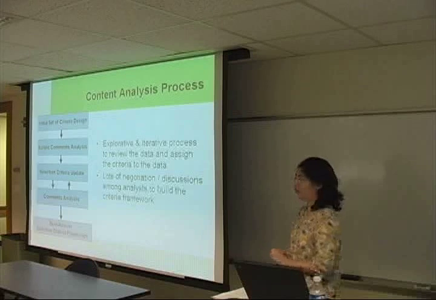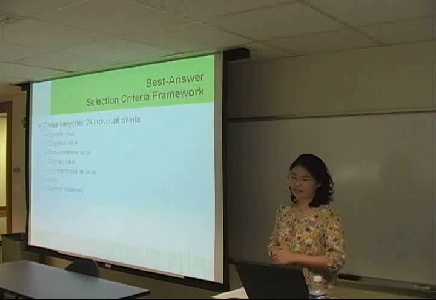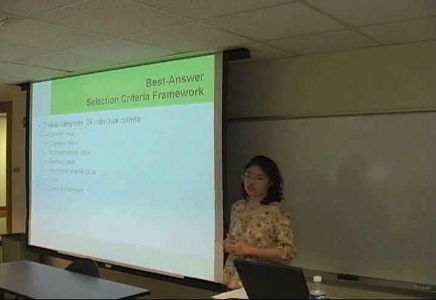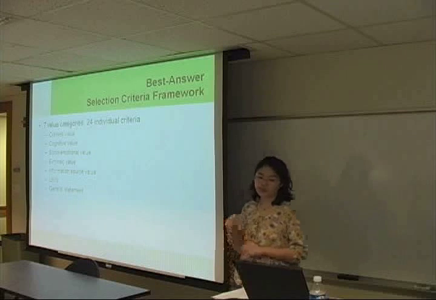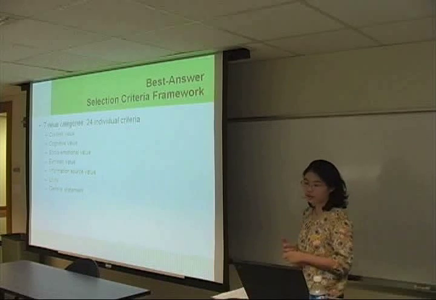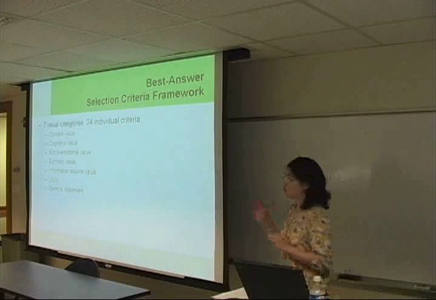So for our study, we ended up with our research framework. Here, we have 7 value categories and 24 individual criteria. The 7 values are content value, cognitive value, socio-emotional value, extrinsic value, information source value, utility, and the last one is general statement.